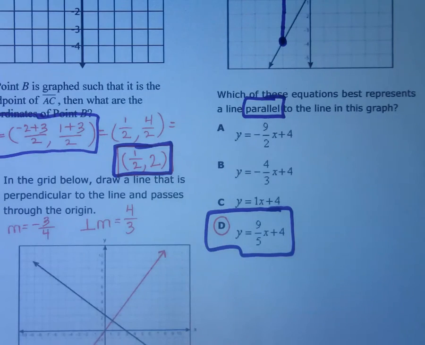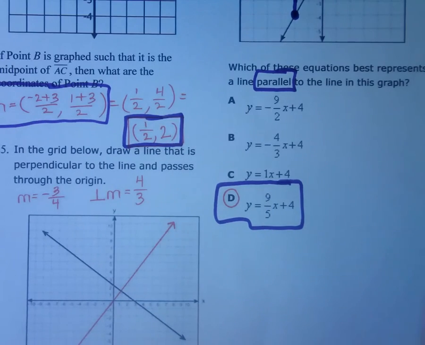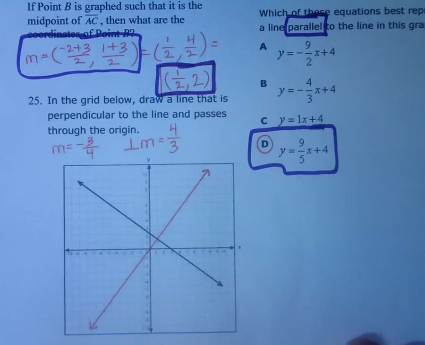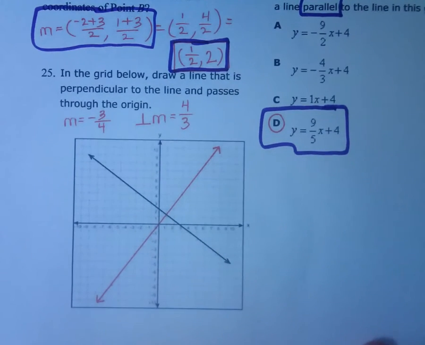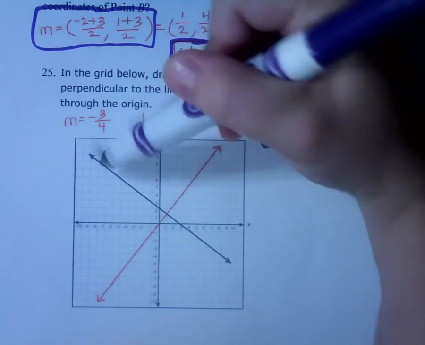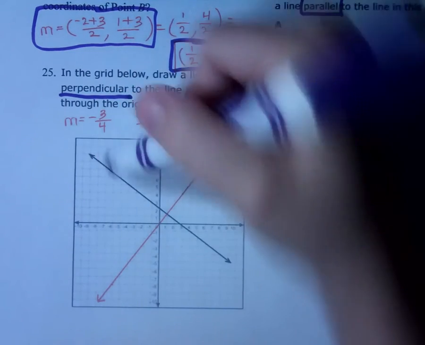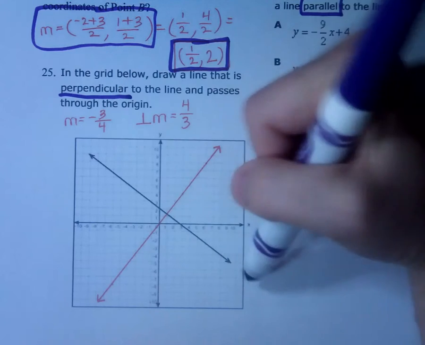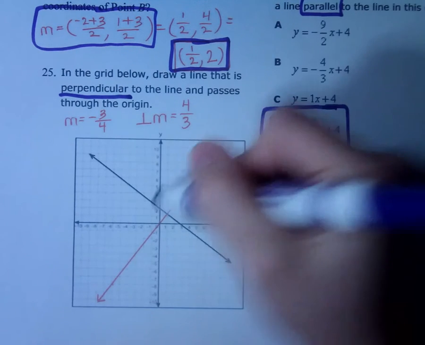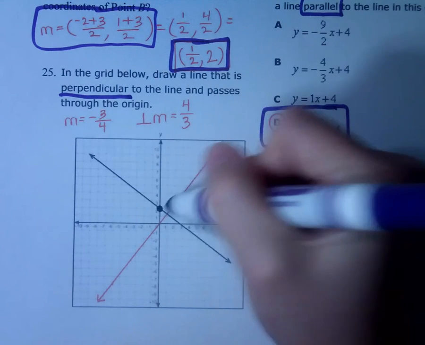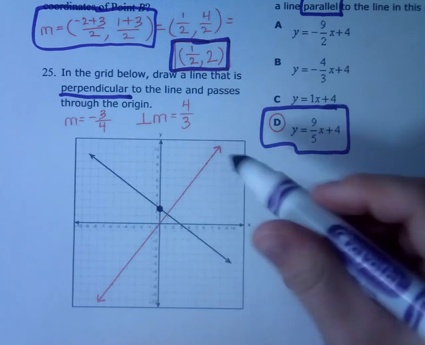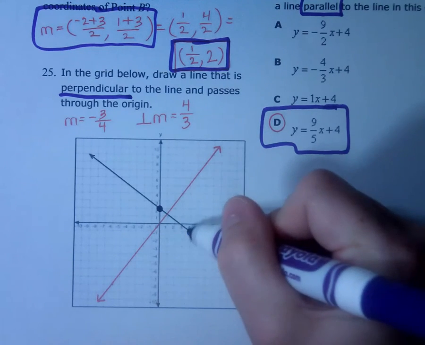Okay, and the last one. 25 says, in the grid below, draw a line that is perpendicular to the line and passes through the origin. Okay, if I want a line to be perpendicular to this, I want the slope to be the opposite reciprocal. So first I need to figure out the slope of this line. So I look very carefully to see where the line goes through a corner of a box, which looks like right there, and right here.